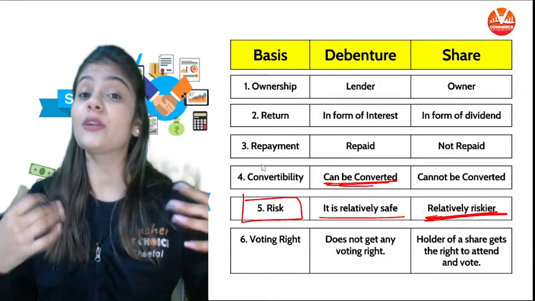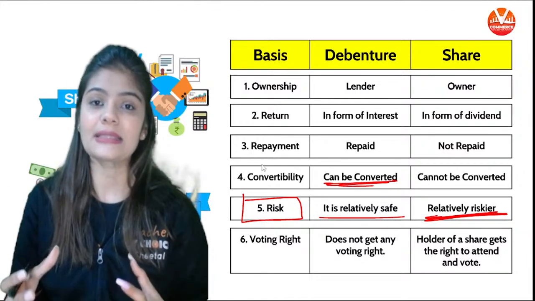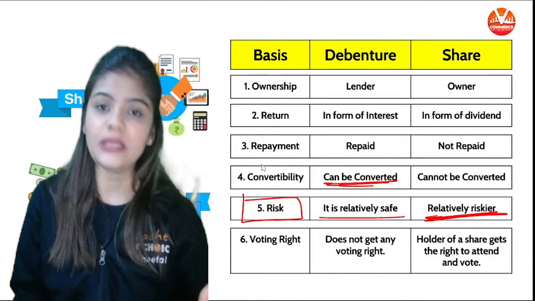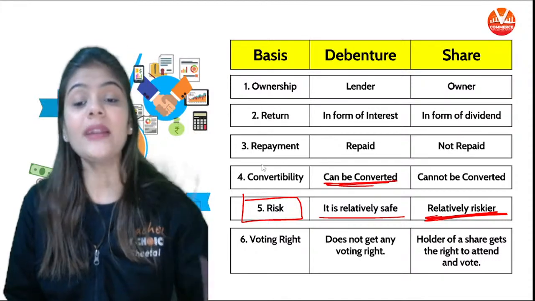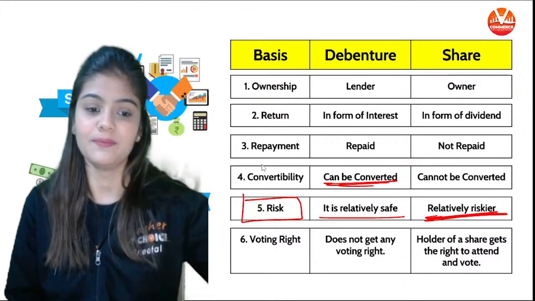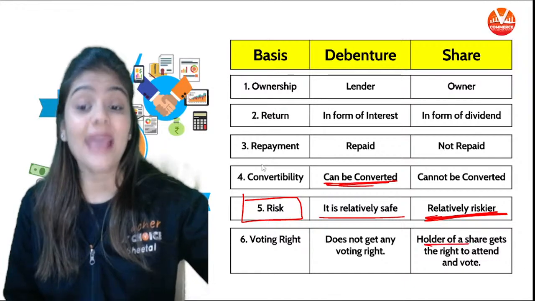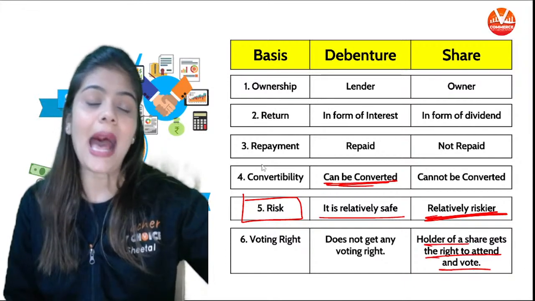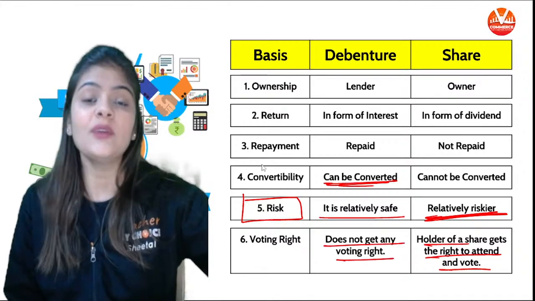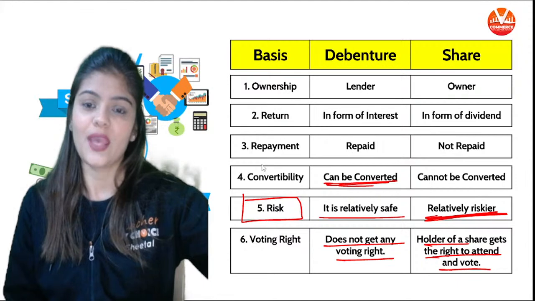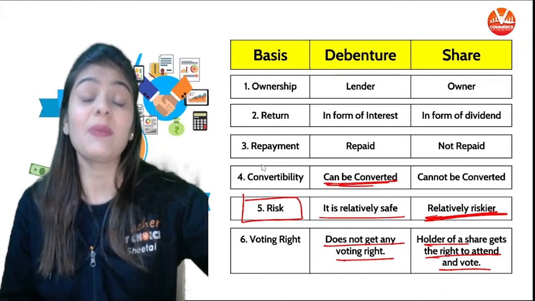And last but not the least, shareholders have voting rights. They can vote in the company. But debenture holder, as they are creditors, they do not have any voting rights. So shareholders, holder of a share gets the right to attend and to vote. But debenture holder does not get any voting right. So these are the differences between debentures and shares.